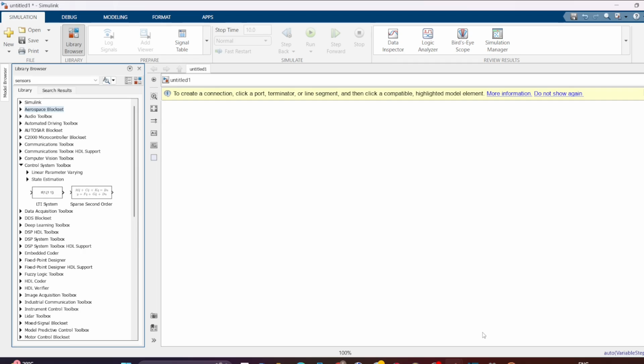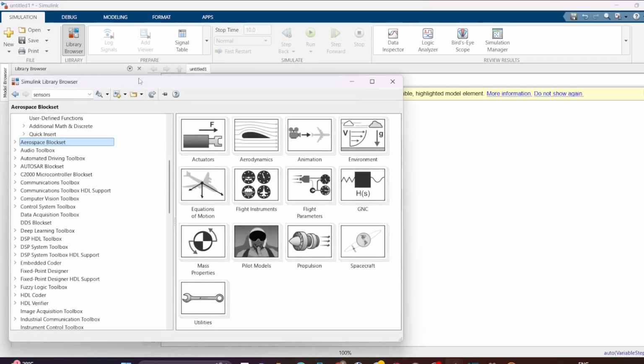So at first, what is Aerospace Blockset? Let me show you. Go to the library browser and here you can see the Aerospace Blockset. So what is Aerospace Blockset? Aerospace Blockset is a library inside Simulink that provides pre-built components for aerospace simulations. Instead of building equations from scratch, you can directly use blocks for aircraft motion, aerodynamic forces, sensors and instruments and control systems. So one by one we will see all the major blocks shown here.